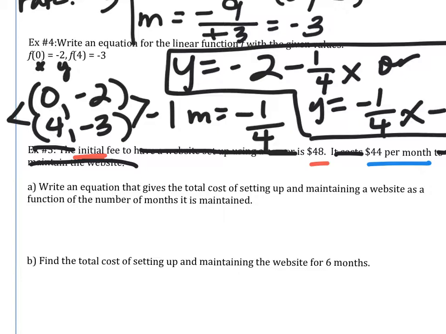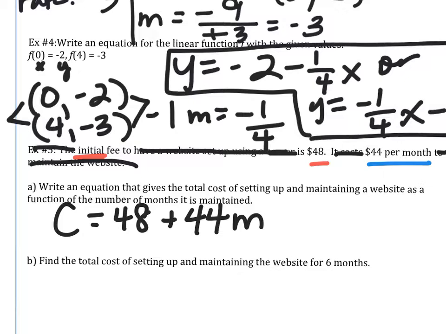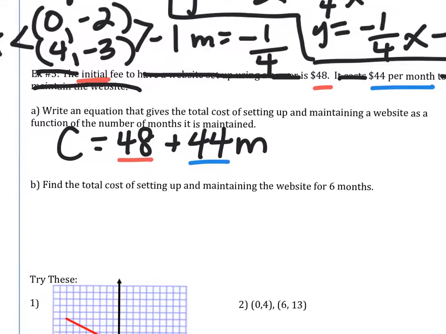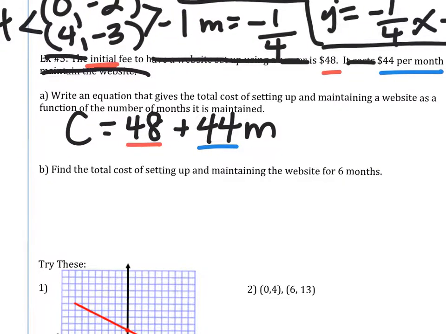Okay? So you know that your bill, so let's just use C for cost, starts at $48 just to set up the website. And then every month you have it, it's going to increase by $44. Okay? So here's your initial value, which is right there. And your change per month is $44. Okay. So now the total cost of setting up and maintaining the website for 6 months. So again, you just need to find total cost for all this for 6 months.